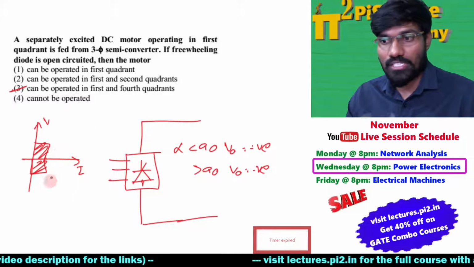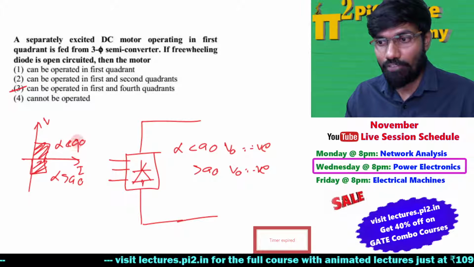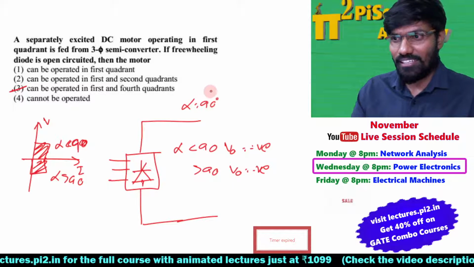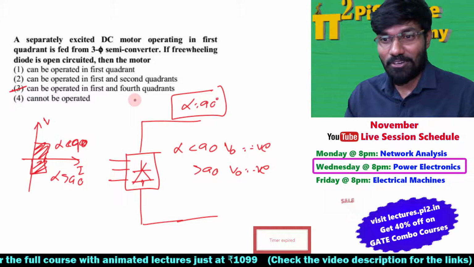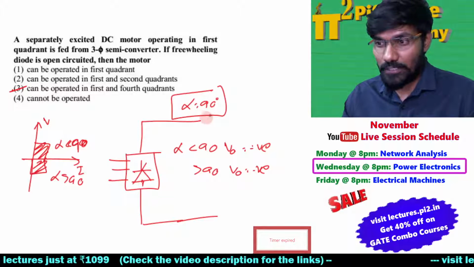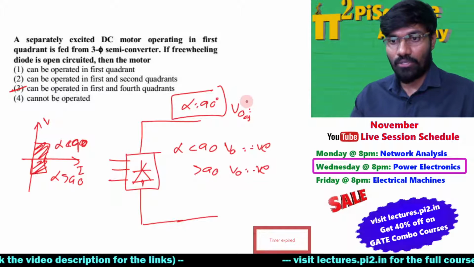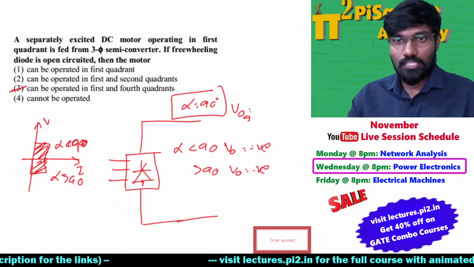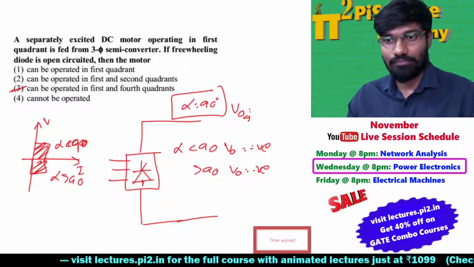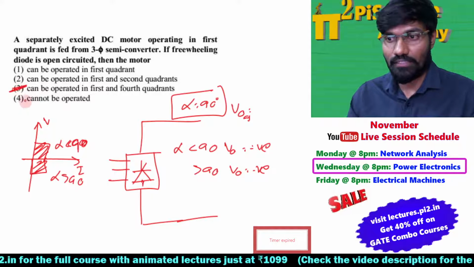So voltage can be either positive or negative. This is alpha less than 90 degrees. This is alpha greater than 90 degrees. Tell me what will happen if alpha is equal to 90 degrees. Alpha is equal to 90 degrees. What's going to be the V naught average value on alpha equal to 90 degrees? I want you to respond. Respond, give it a thumbs up. Yes, Ananda responded correctly. Alpha is equal to 90 degrees means 0. Anyways, for this question, this is the answer.